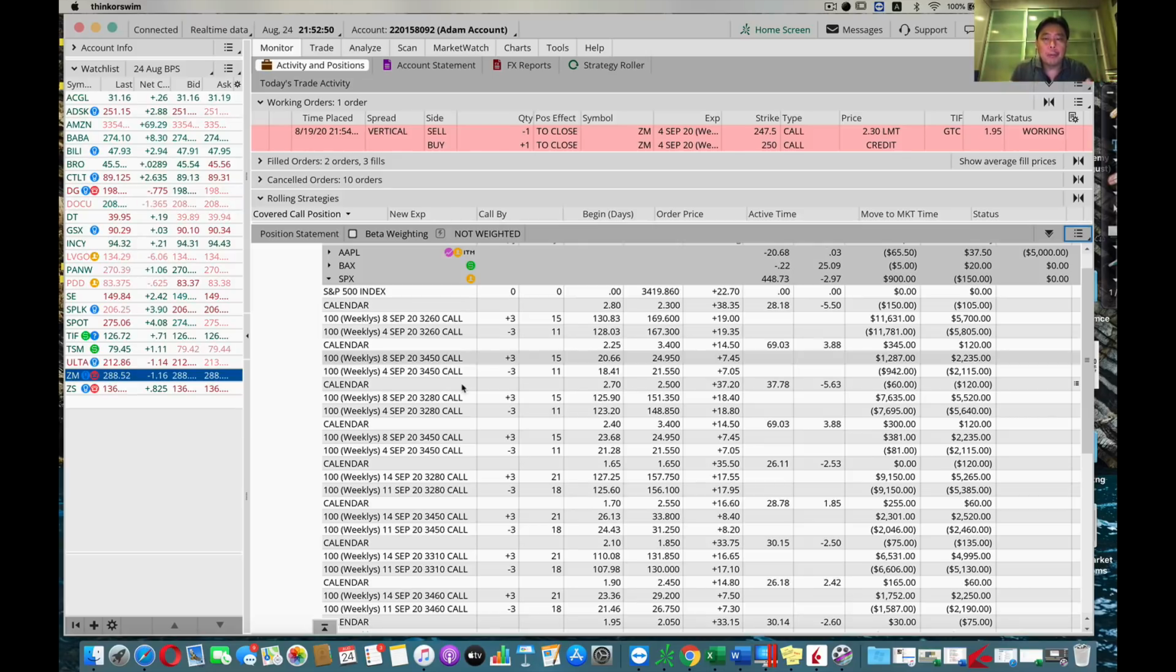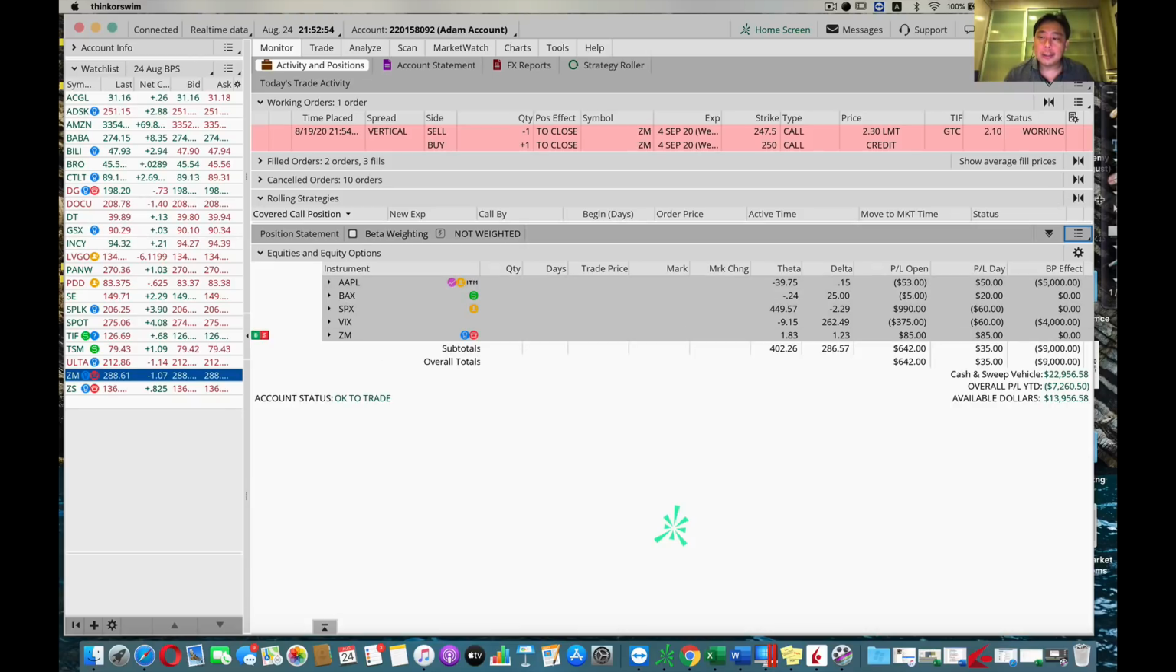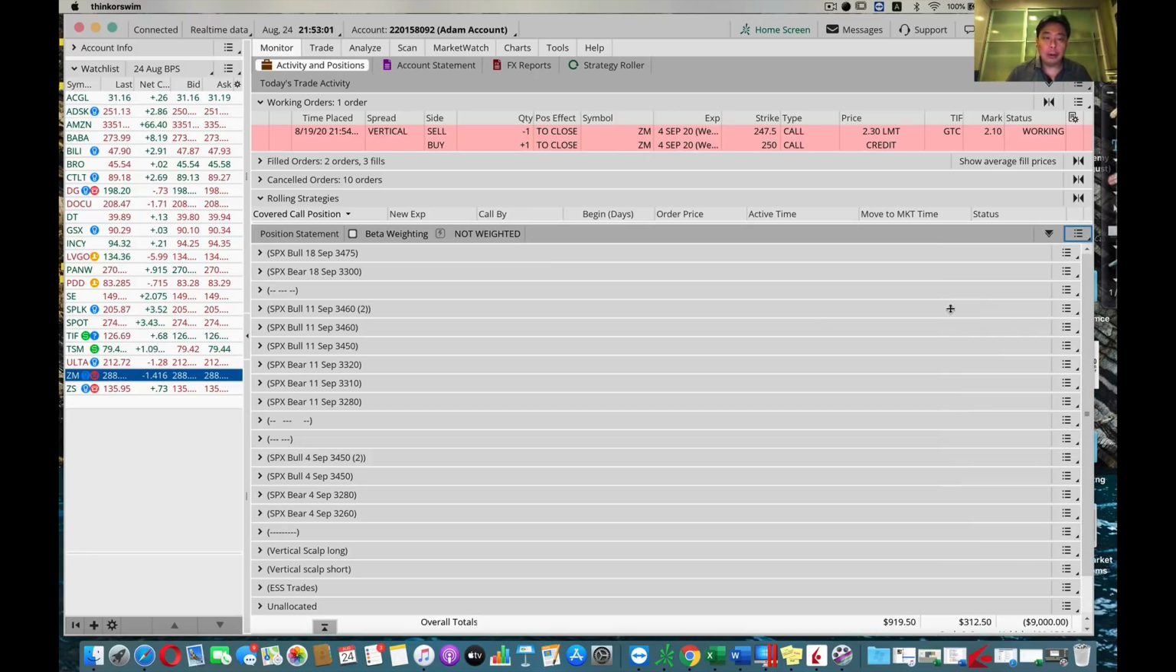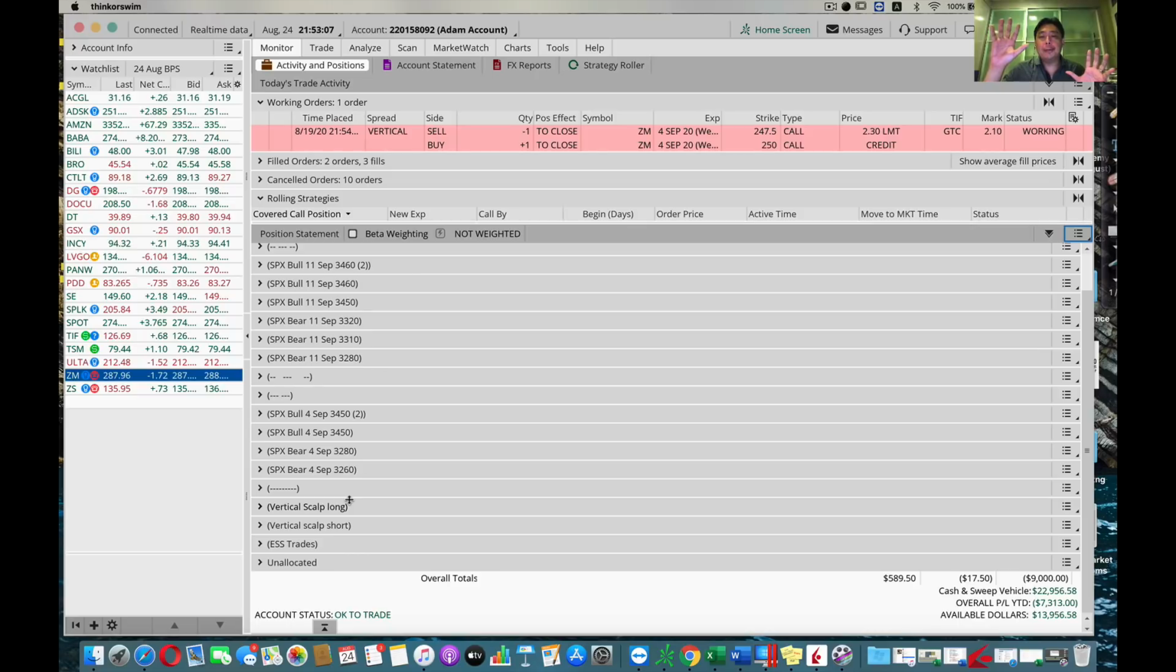You know, it's so messy. So I like to group them, right? So what I do is, over here, I click on show groups. Now you can see it's being grouped, and it's grouped by type.